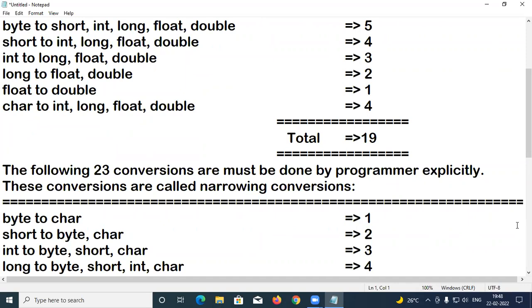So out of 56, 14 conversions are not possible. 19 conversions are done by the system. 23 conversions must be done by the programmer explicitly, otherwise error. Okay. After writing, I'll explain with 3 examples. You'll get clarity.